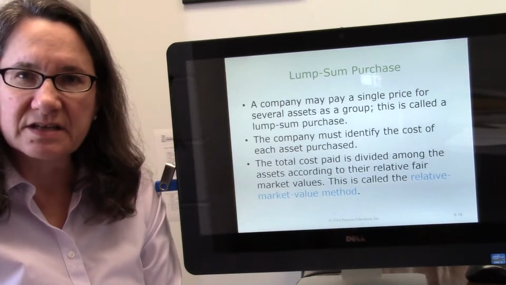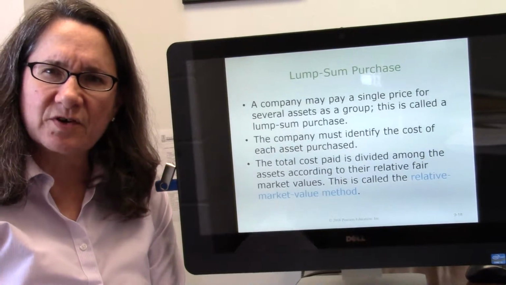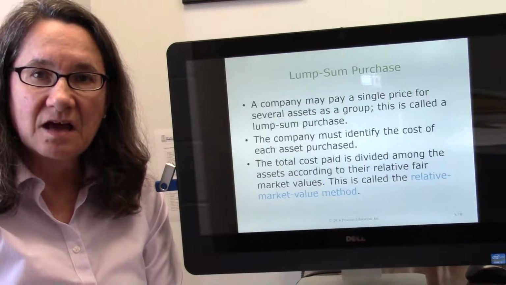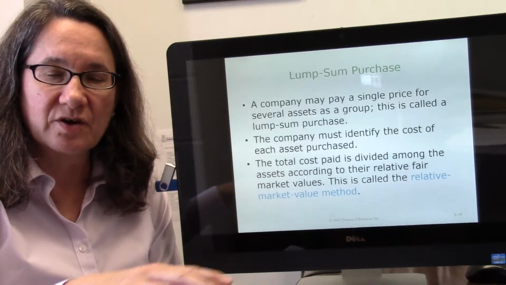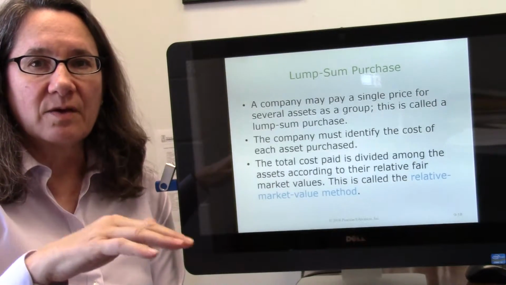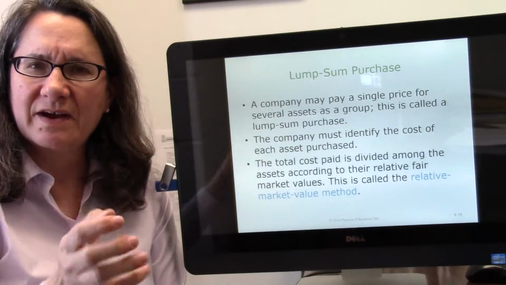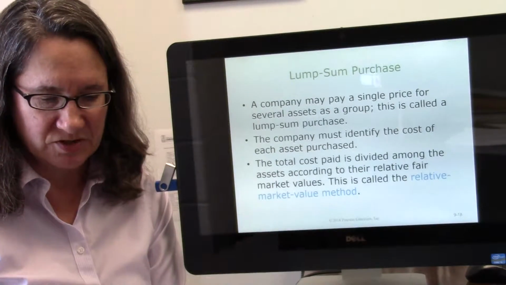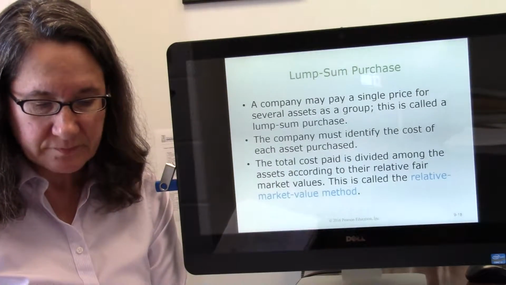It's easy to imagine a lump sum purchase, especially with furniture, fixtures, or when you buy parts of a business that's going out of business. Oh yeah, we'll take your desk, we'll take your computers, we'll take your shelving, and we'll take some of your delivery trucks, right? And we'll give you $50,000 for it, right? It's easy to imagine one big lump of a purchase of several different things.